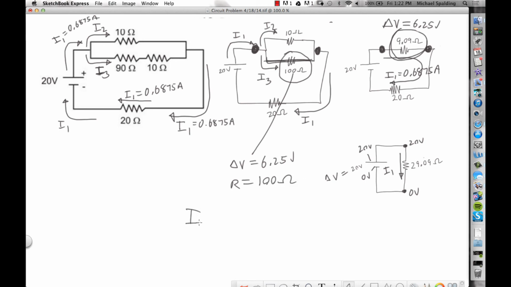So now we can figure out I3. I3 is going to be delta V over R, so it's going to be 6.25 volts over 100 ohms. So I3 is 0.0625 amps.